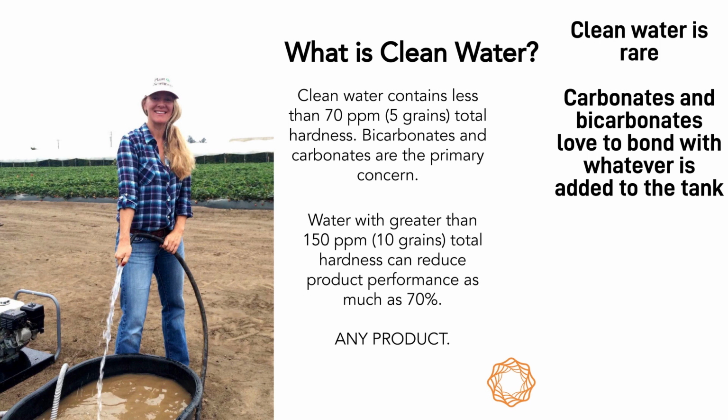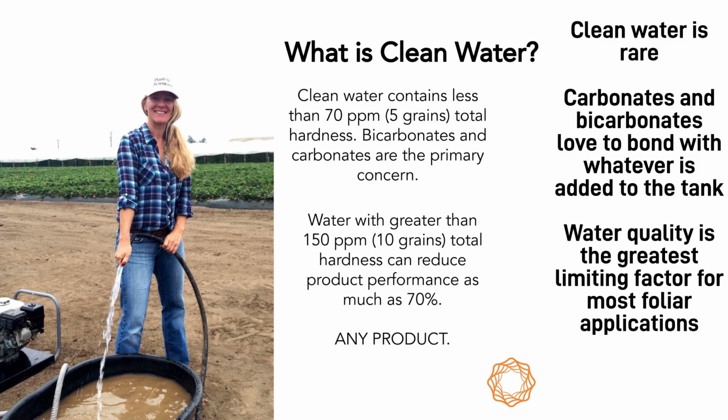This is the single number one biggest limiting factor for the effectiveness of most foliar applications. We've found that in many cases when growers report that they are not having the product effectiveness that they would expect or that they're observing on other neighboring farms, it's because of water quality. It's the number one problem that we have to fix.